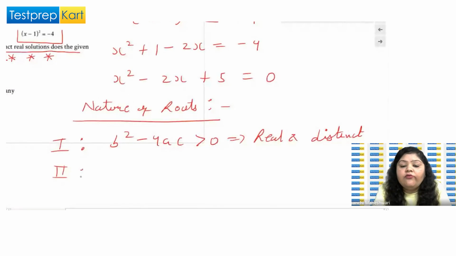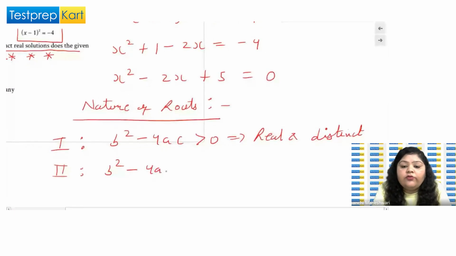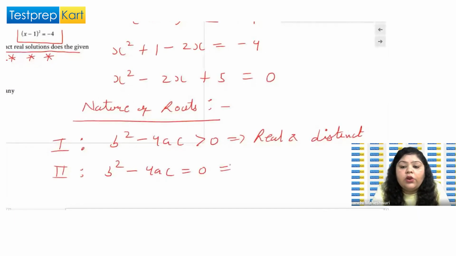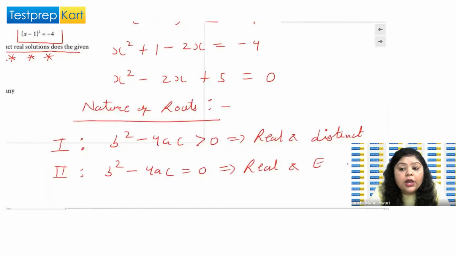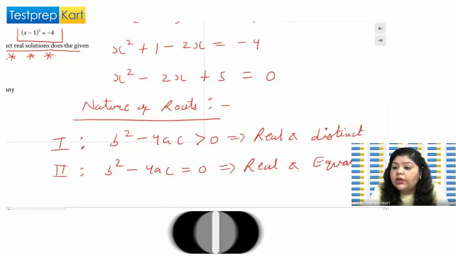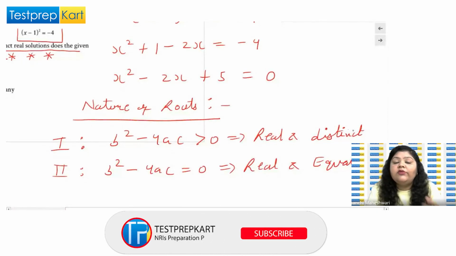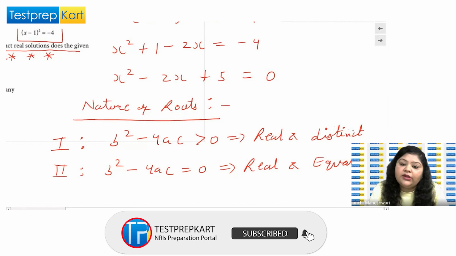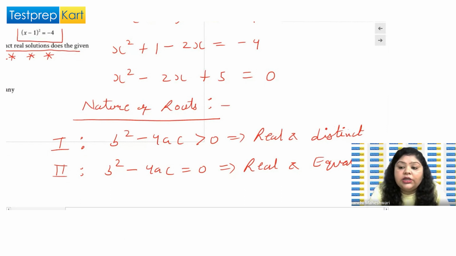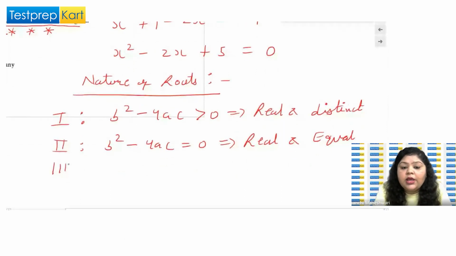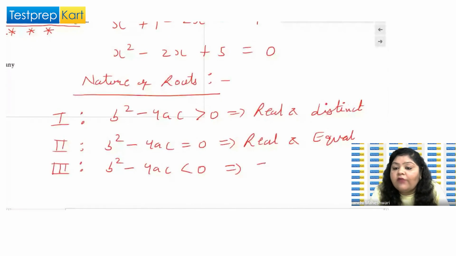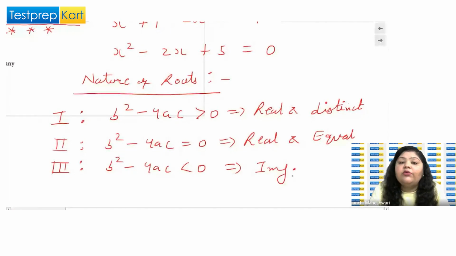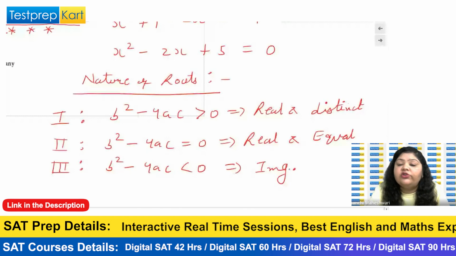Now the second case suggests if we have b square minus 4ac equals to 0. That means you are going to have real roots, but they will be equal. They will not be distinct, that means they will not be different. There will be two equal roots, but they will be real. Now the third case suggests if b square minus 4ac is less than 0, definitely you are not going to have real roots. Rather than that, we are going to have two imaginary roots.